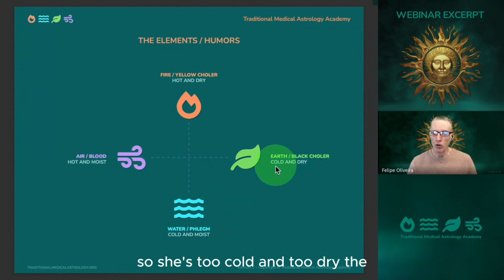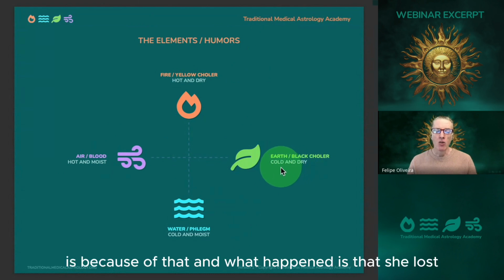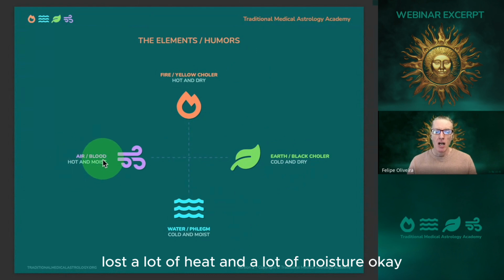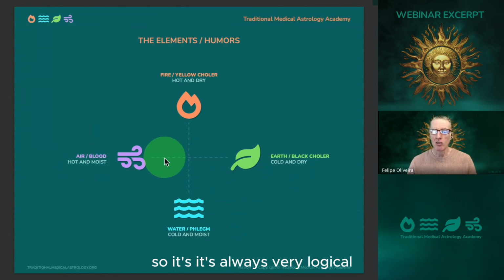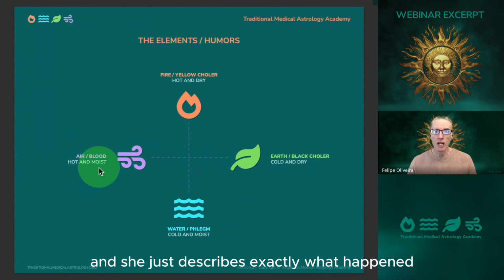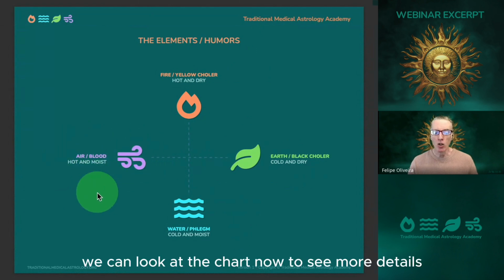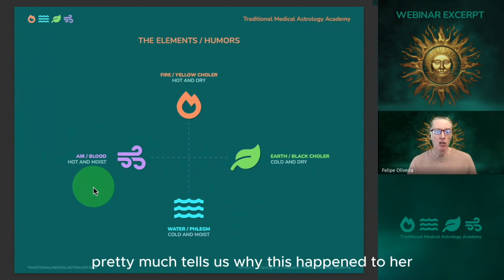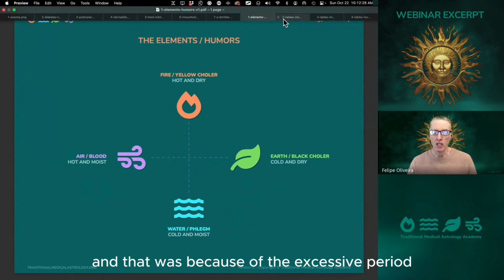She has too much earth, and she has too little air. So she's too cold and too dry. The reason she's fainting is because of that. And what happened is that she lost a lot of heat and a lot of moisture. Okay, so it's always very logical. If you have too much of this, you have too little of this. And she just described exactly what happened. She lost a lot of blood. We can look at the chart now to see more details. The context pretty much tells us why this happened to her, and that was because of the excessive period discharge.